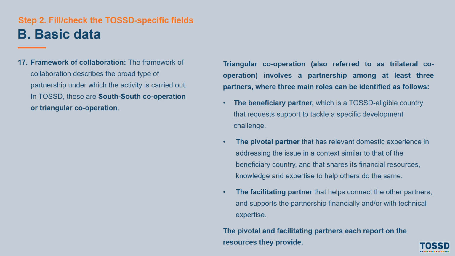First, a beneficiary partner that requests support to tackle a specific development challenge. The second is the pivotal partner that has proven experience in tackling the issue and shares its resources, knowledge, and expertise to help others do the same. The third partner is the facilitating partner that helps connect the partners, supporting the collaboration financially and technically. The pivotal and facilitating partners each report on the resources they provide.